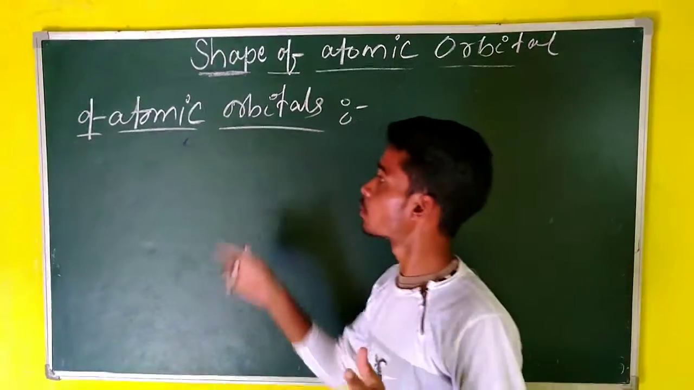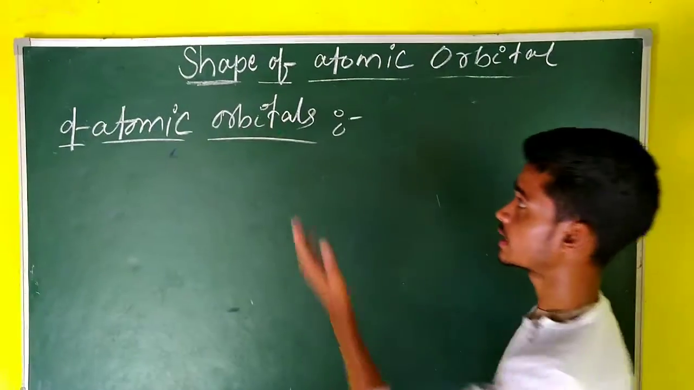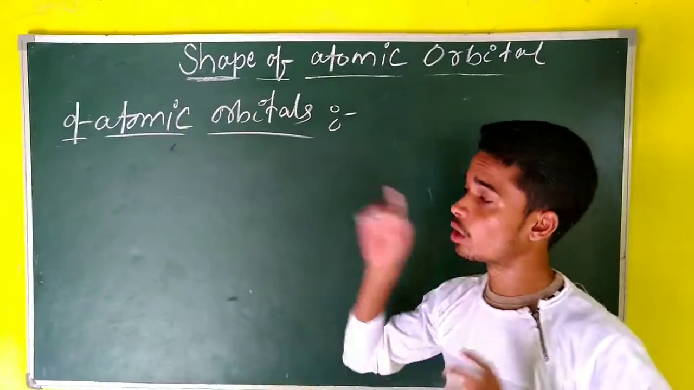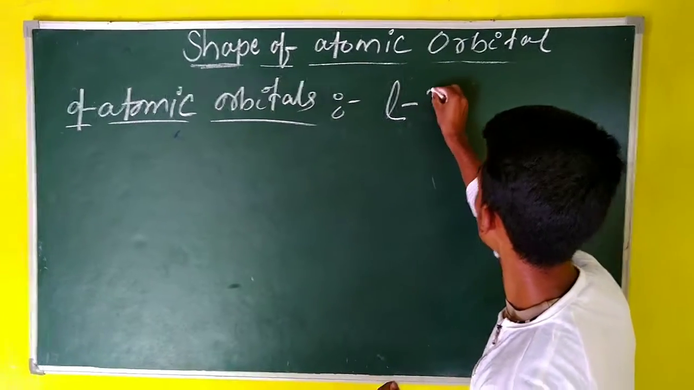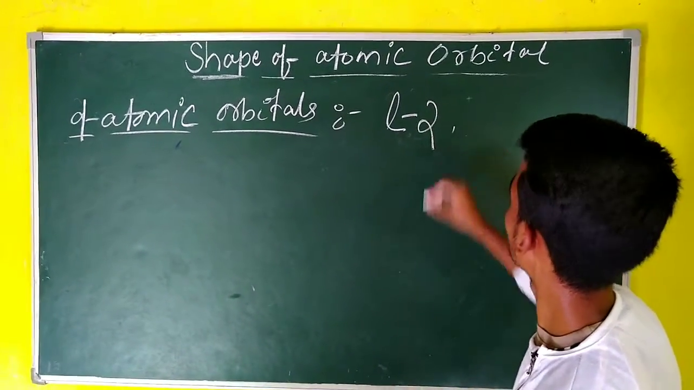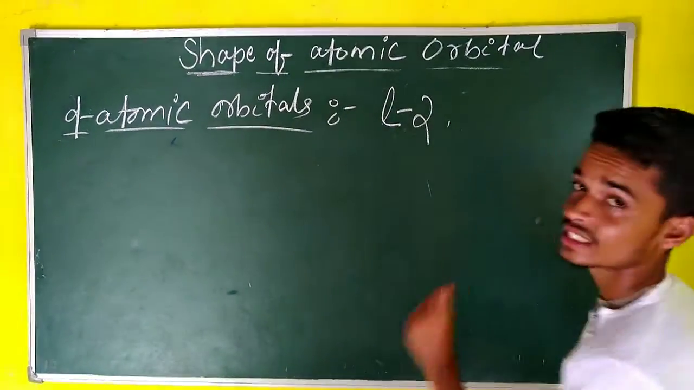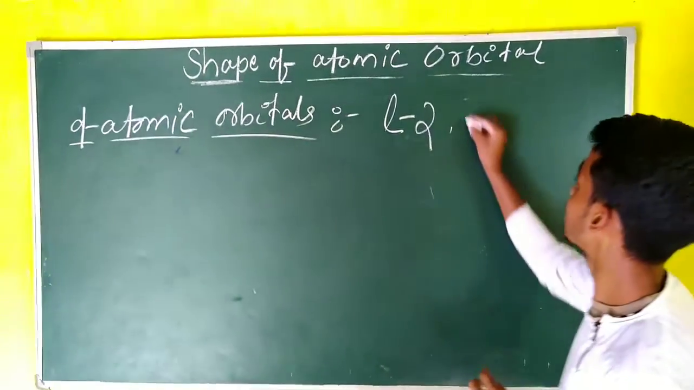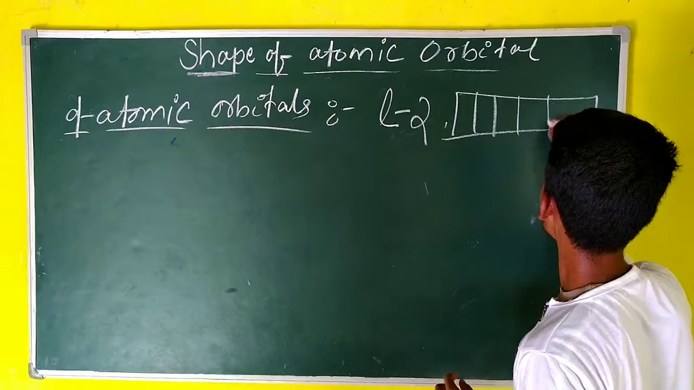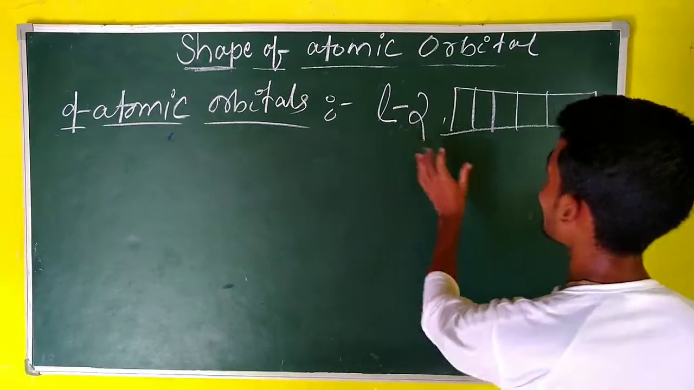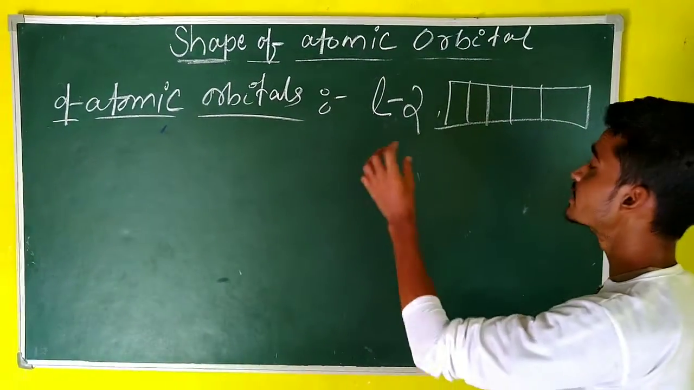Students, come to D atomic orbitals. What is the shape of D atomic orbitals? The l value for the d subshell is 2 and the m value gives the d orbitals. The D subshell contains 5 orbitals: 1, 2, 3, 4, 5. So 5 orientations are possible in the D subshell.